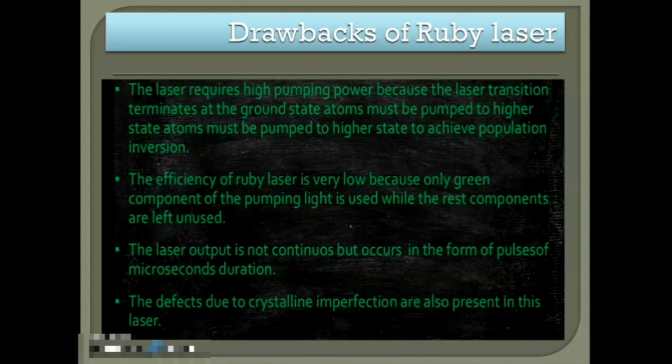We can obtain the radiation in the form of pulses. However, the time of the pulse is only of microsecond duration. And the fourth drawback is the defects due to crystalline imperfection. As we know, in Ruby laser we require a Ruby rod that is in the form of a crystal, and due to crystalline imperfection there may be some defects. These are the drawbacks of Ruby laser.